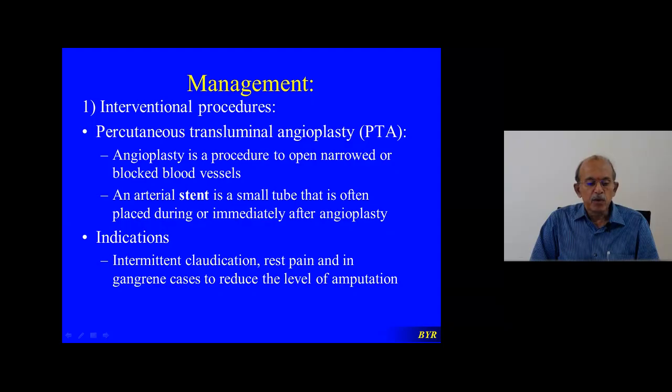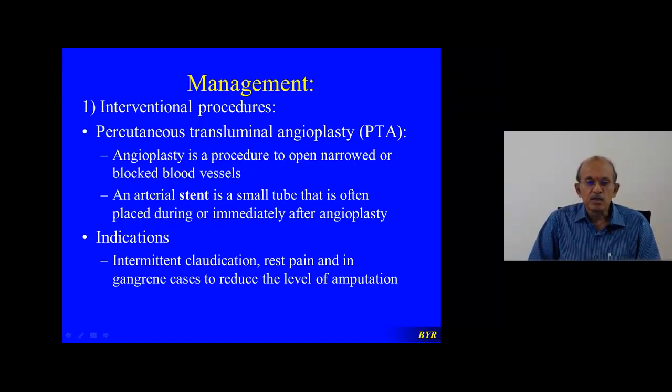So the patient came to you with grade 2 gangrene and you are doing above knee amputation or mid-thigh amputation. Then the patient will say, sir, I am having only this part of the limb gangrene. You are removing my whole limb.